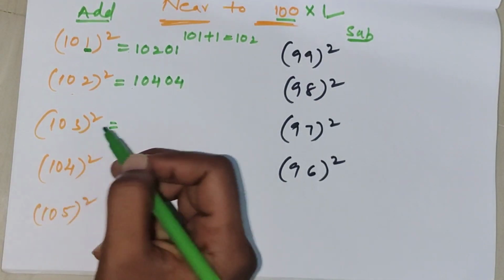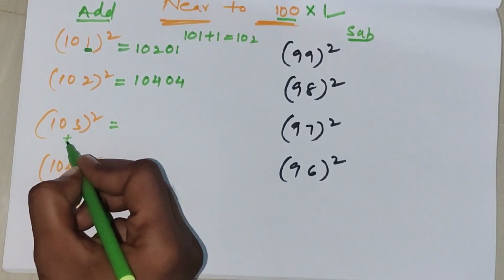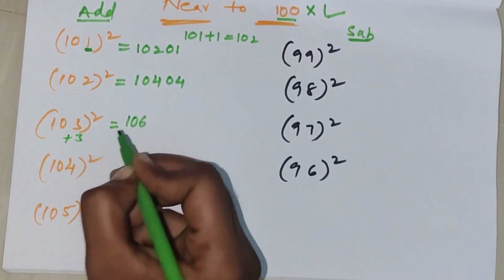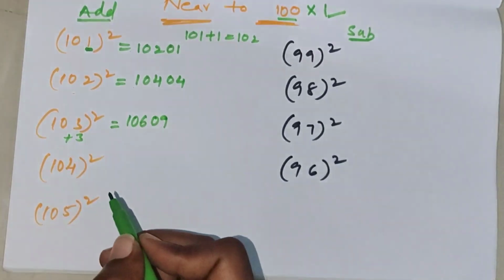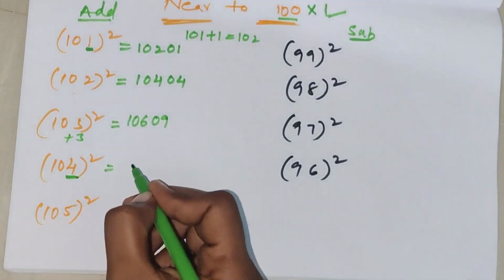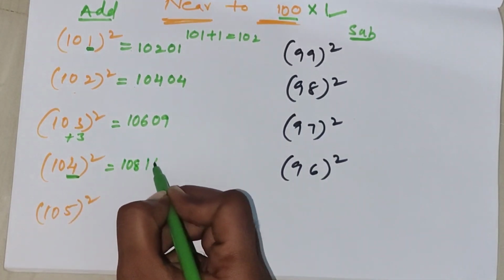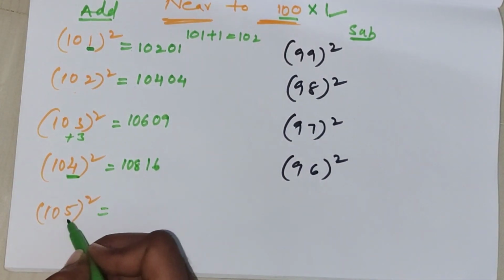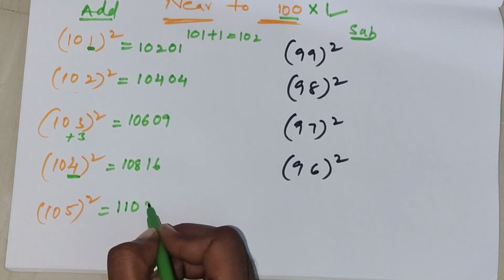Let's go for this example. 103. How much more? 3 more. Add the same number to this. Plus 3, we'll get 106. And 3 square is 9. I am adding 09. Next, it is 4 more. Then 108, and 4 square is 16. Here it is 5 more. Add that 5, which means 110. 5 square is 25.